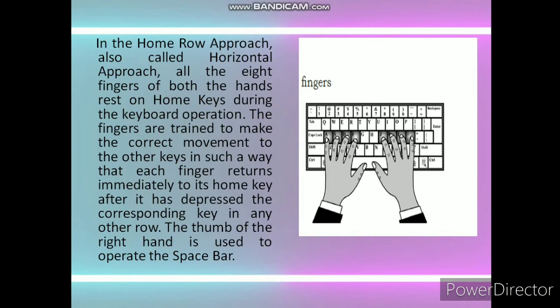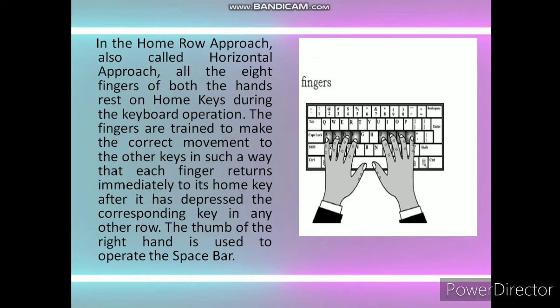In the home row approach, also called horizontal approach, all the 8 fingers of both the hands rest on home keys during the keyboard operations, as you can see in the picture given here. The fingers are trained to make the correct movement to the other keys in such a way that each finger returns immediately to its home key after it has pressed the corresponding key in any other row. The thumb of the right hand is used to operate the space bar.